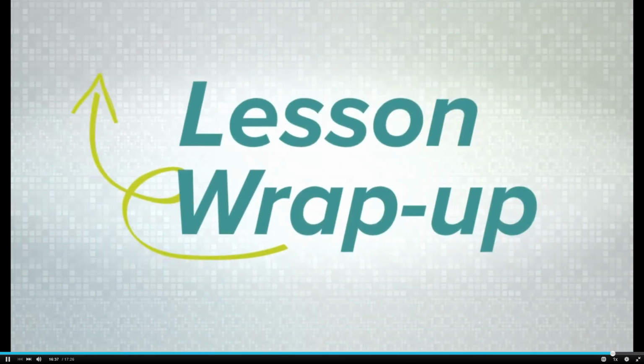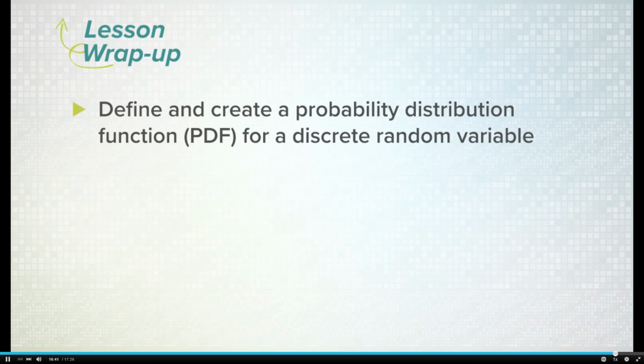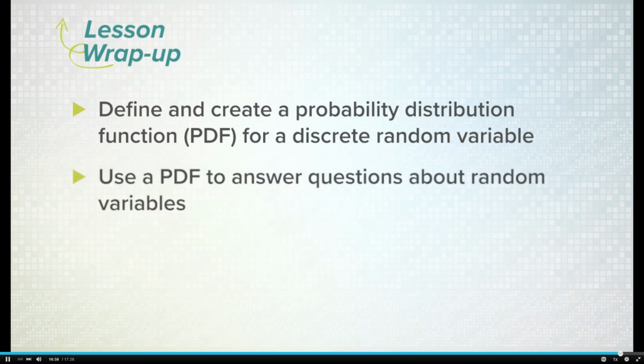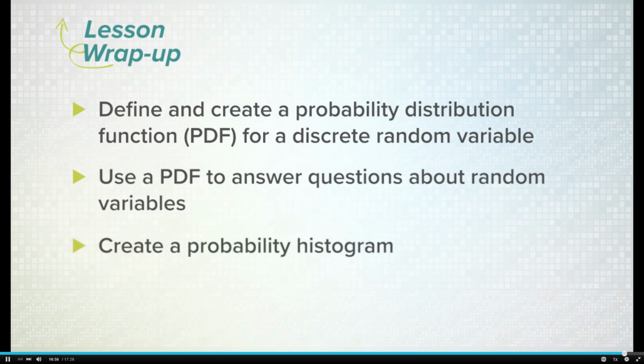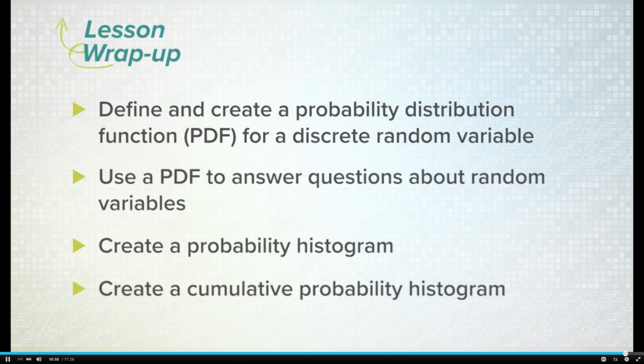Now it's time for the wrap-up. After this lesson, you should be able to define and create a probability distribution function, or PDF, for a discrete random variable. You should be able to use this PDF to answer questions about random variables, to create a probability histogram, and to create a cumulative probability histogram. We'll continue to use these ideas in other lessons.